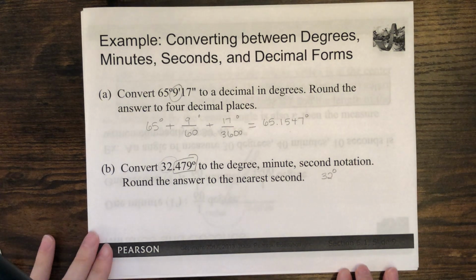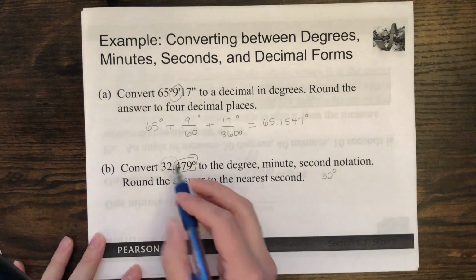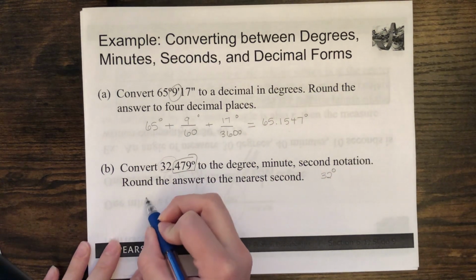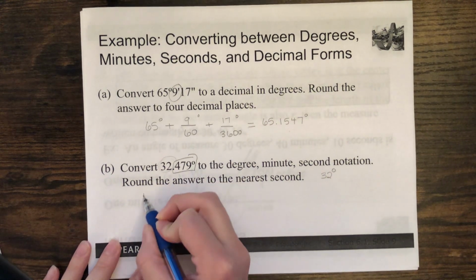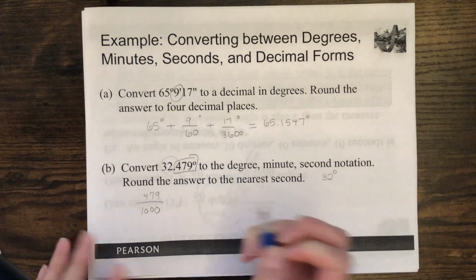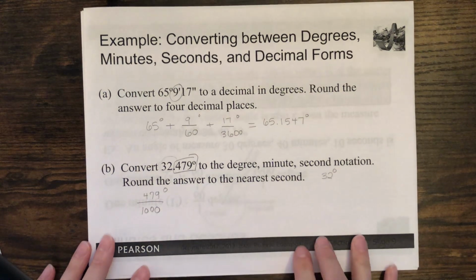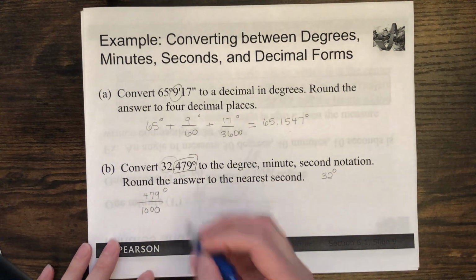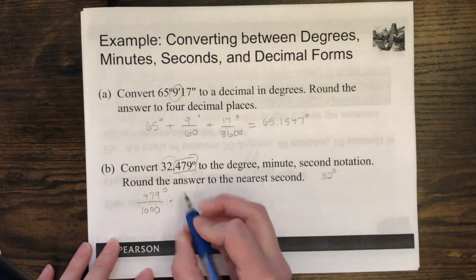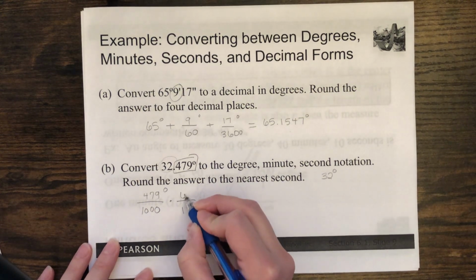All right, so let's think about what that means for us. I think the easiest way to do that is to first write it as a fraction. So 0.479 is 479 over 1,000. And this, of course, is in degrees. So if I want to convert it over, I can just use my conversion and say that 1 degree, degree on the top and degree on the bottom, is equal to 60 minutes.